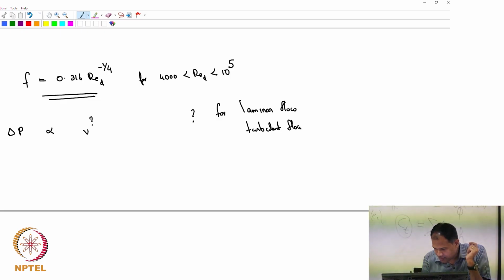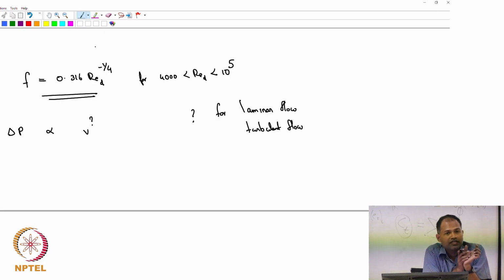So what I'm saying is that there is another equation which is valid over a small region. So that's a useful approximation. Use this approximation and tell me delta P is proportional to what power of V for laminar flow and turbulent flow. For laminar flow, of course, you should use your older expressions that we already knew, and for turbulent flow, you can use this nicer expression 0.316 times Re to the power of this.